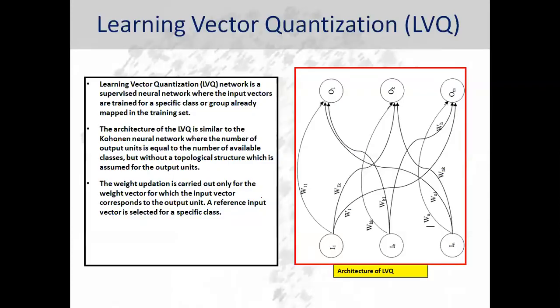The overall architecture or the overall connections of LVQ are almost the same as that of Kohonen's self-organizing map. This is your presynaptic layer, neuron number 1, neuron number 2, neuron number n. This is your postsynaptic layer containing 3 neurons, and this is weight vector W1, this is weight vector W2, and this is weight vector W3. So the architecture remains the same as that of Kohonen's self-organizing map.